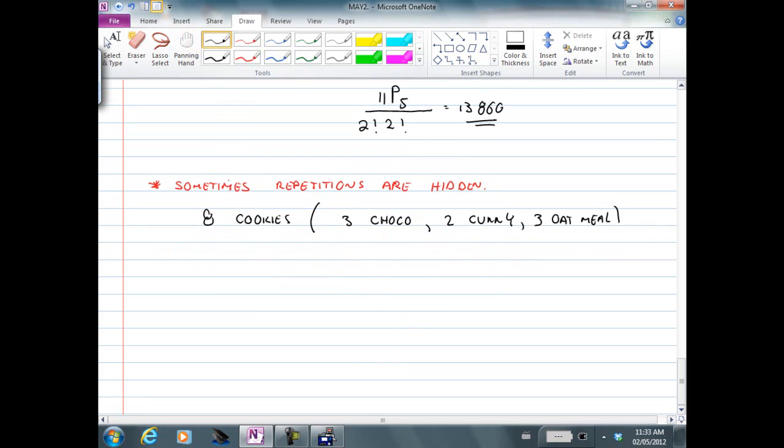Guys, gals, the question is, how many different ways can you eat the cookies? How many different ways can you eat the cookies? You're going to eat all of them. How many different ways can you eat them? Good luck.